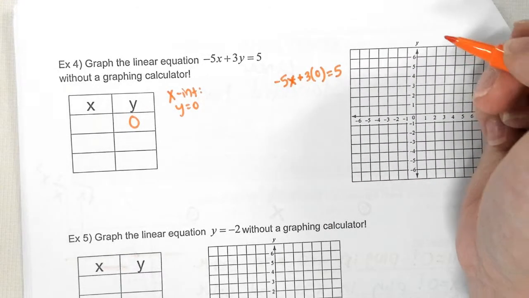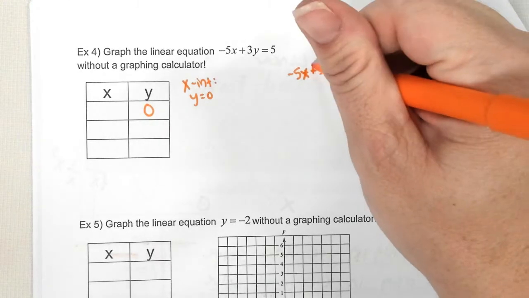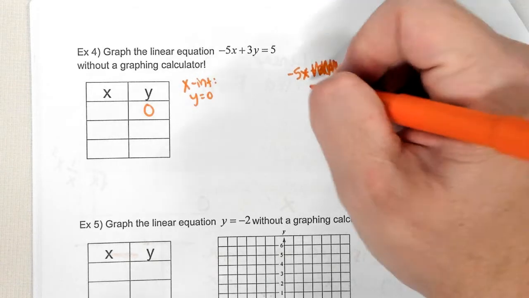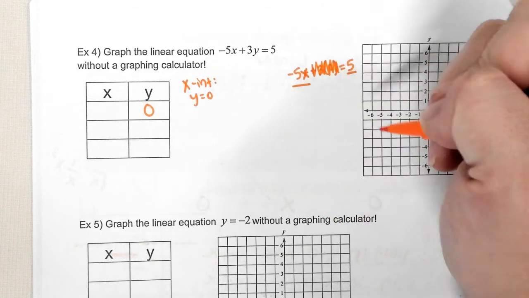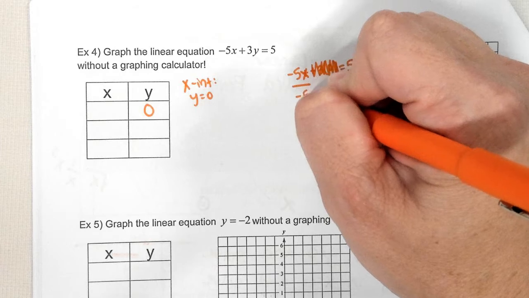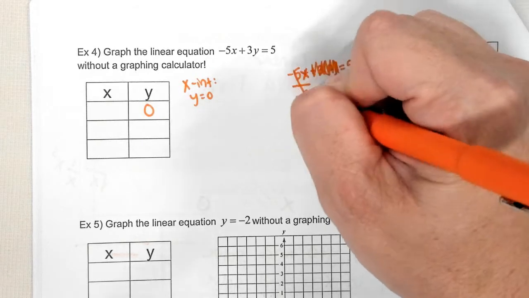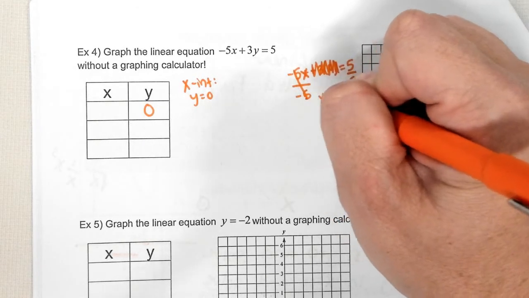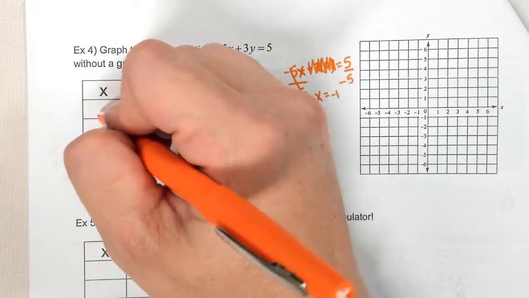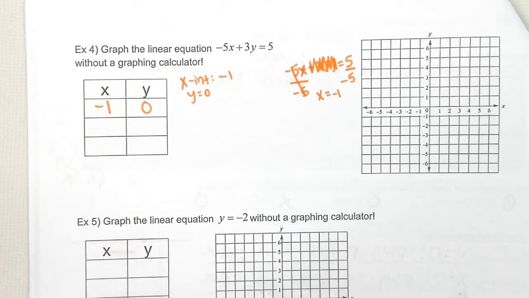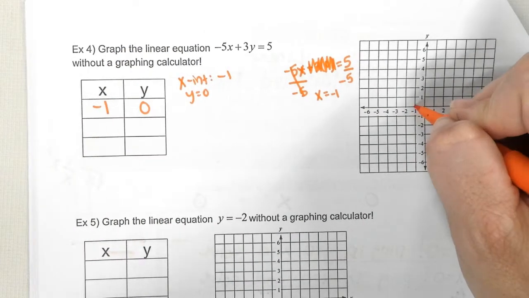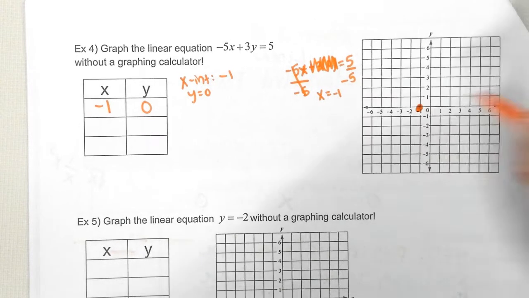Well, what's 3 times 0? 0. So this cancels. And I'm going to divide both sides by what? Negative 5. And what do I get? So I know that my point is on the x-axis at negative 1. Everybody okay with that?